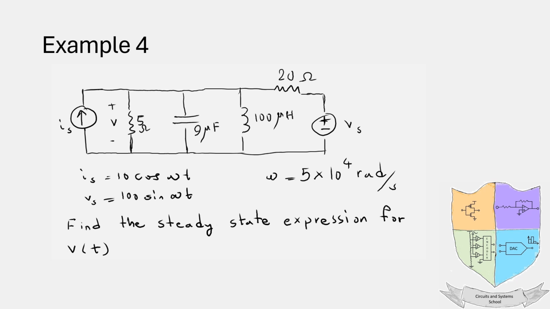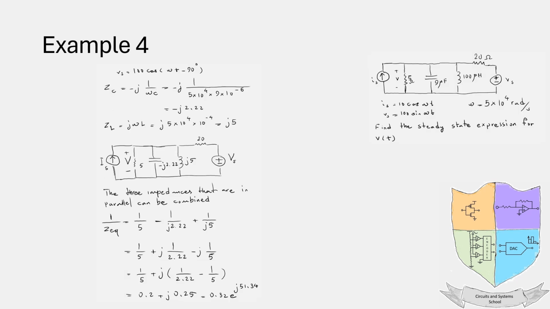In the fourth example, 2 sinusoidal sources are present in the circuit. It is requested to find the time domain representation of the voltage across the 5 ohm resistance. The first step is combining the 3 impedances that are in parallel.